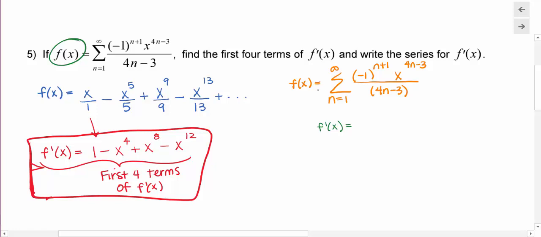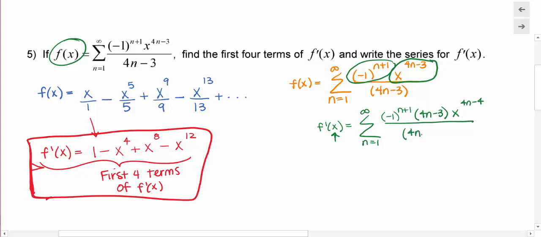N is not necessarily what I would call my variable. I am not doing the power rule on n. I am differentiating with respect to x. So it is still an infinite sum from 1 to infinity. My negative 1 to the n plus 1 should not change because that is a constant value, either negative 1 or positive 1. My derivative won't change that. But I am doing the power rule on x to the 4n minus 3. So how I do a derivative using power rule is that exponent comes down and gets multiplied. Keep your base the same. My base is x. And I subtract 1 from my exponent. So that gives me 4n minus 4. And this is all over 4n minus 3.